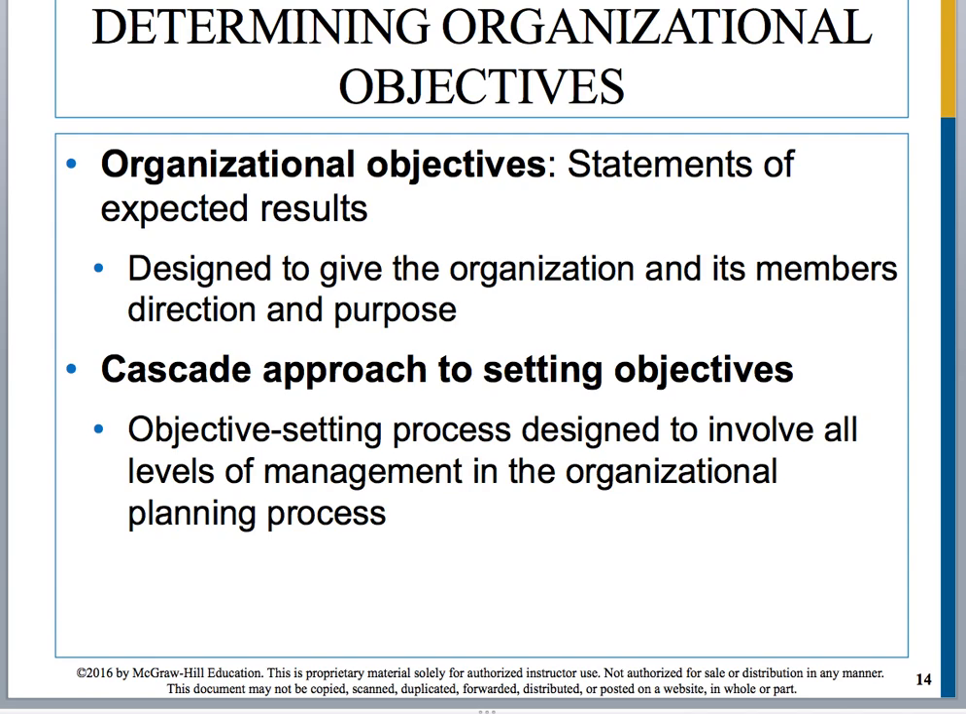So here's some objectives that you have to determine. Your organizational objectives are statements of what you expect to end up with at the end of the day, at the end of the year, at the end of 50 years. It's designed to give the organization and all the employees direction and purpose. You then know the why, the what, the how. And so there's a cascading approach to setting these objectives. It's designed to involve all levels of management in this planning process. So it's not just a top-level manager, it's not just mid-level managers. It is going to be top, middle, and frontline, all 3 levels.